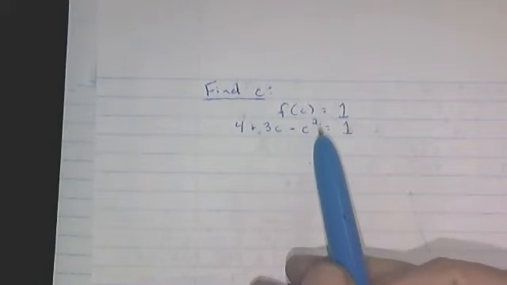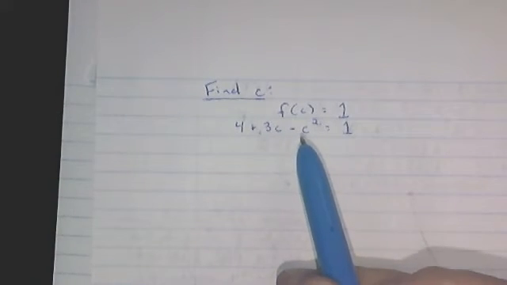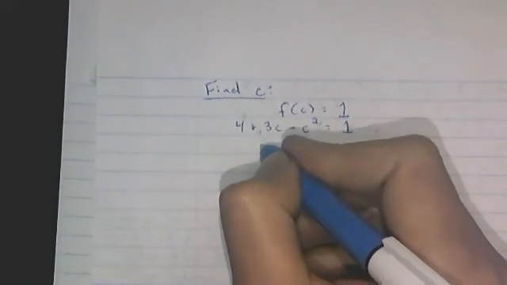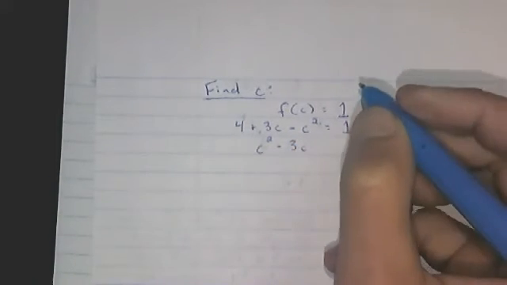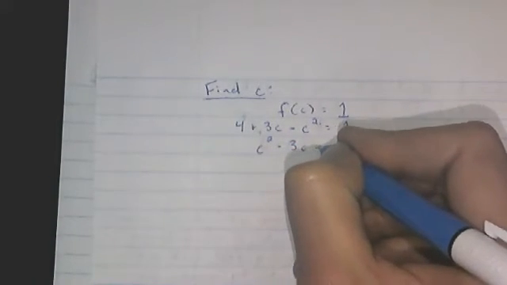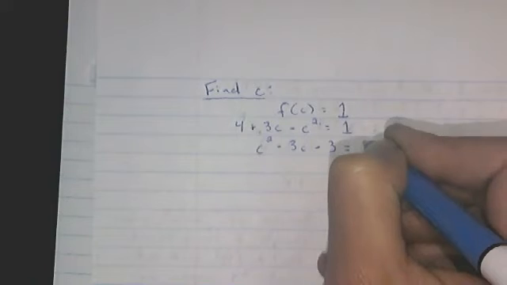This feels like quadratic formula. Woo! Let's rearrange this so that we're equal to 0. I'm going to get c squared minus 3c minus 3 is equal to 0. But you didn't think you'd be doing the quadratic formula when you walked in the door today, did you?